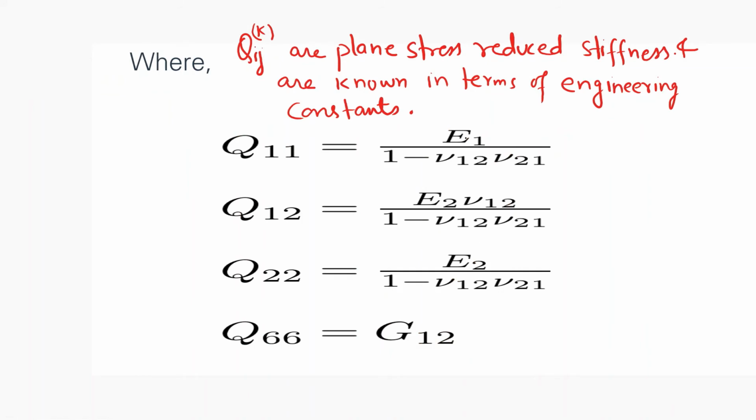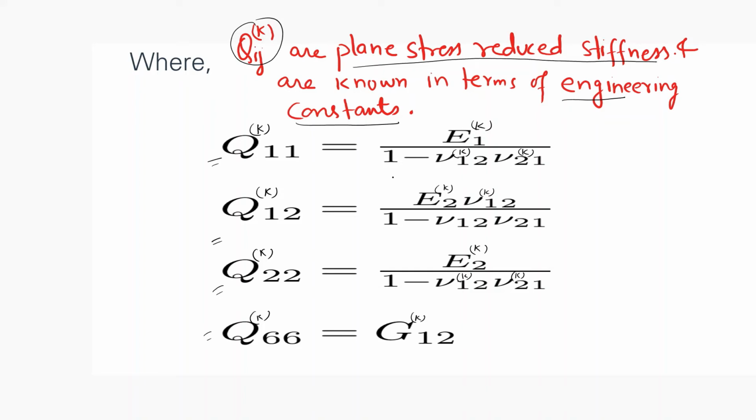Where Qij of k are the plane stress reduced stiffnesses, and are known in terms of the engineering constants. So we can find these Q values for the kth layer. Q11 of the kth layer is given by E1 of the kth layer divided by 1 minus mu12 mu21 of the kth layer. So these all are for the kth layer. We can write all the formulas for the kth layer in terms of the Poisson's ratio and Young's modulus. So the engineering constants are E1, E2, mu12, mu21 and G12. We can find Q11, Q12, Q22 and Q66 in terms of the engineering constants in the lamina constitutive relations. So lamina is the single layer.